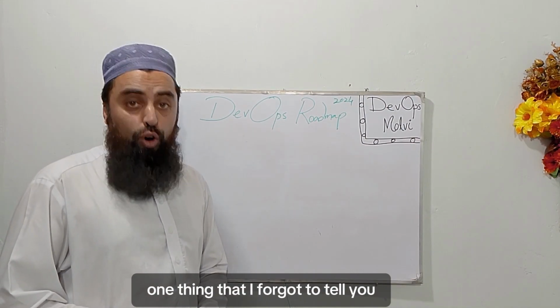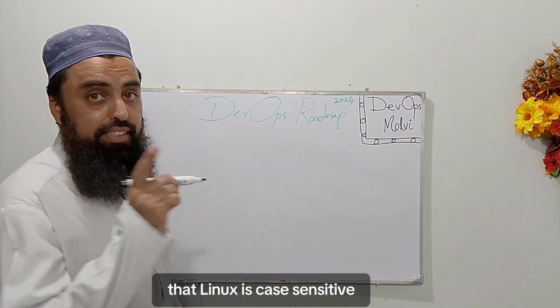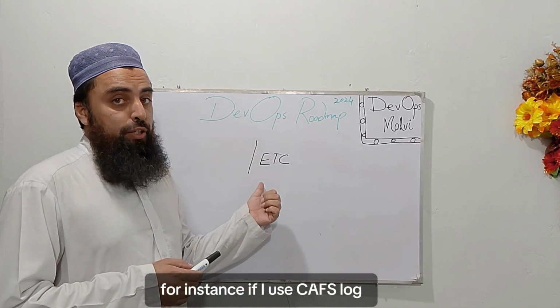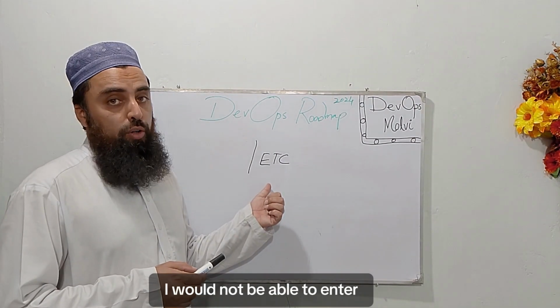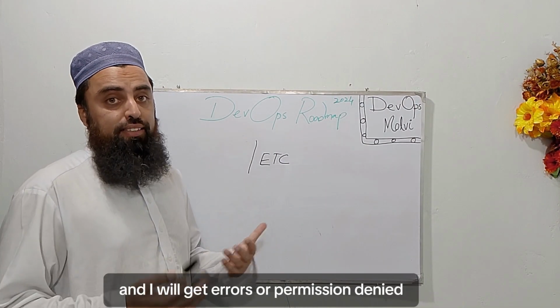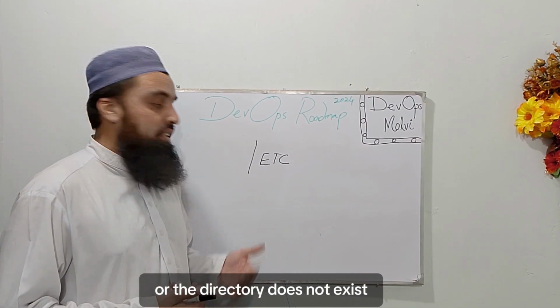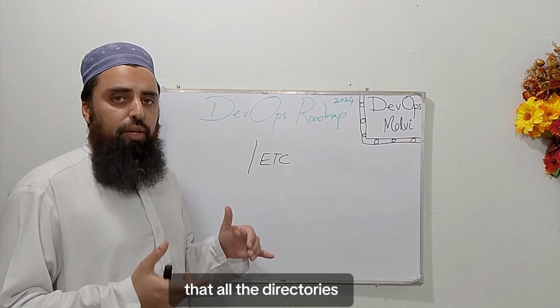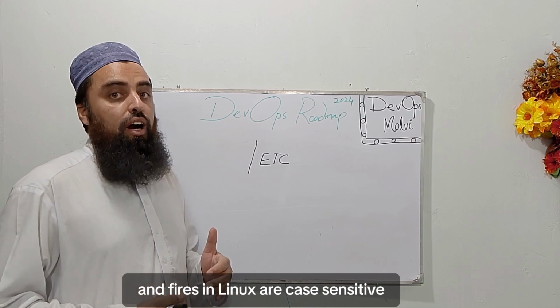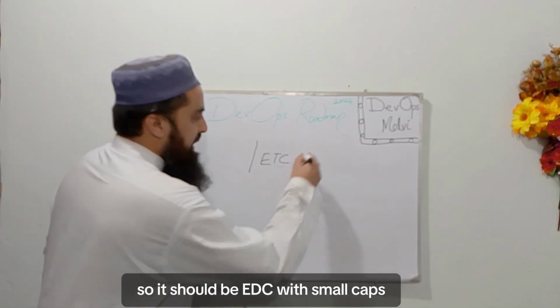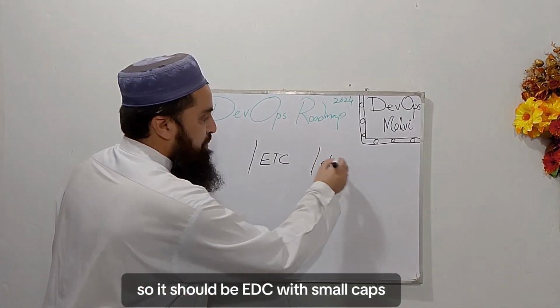One thing that I forgot to tell you is that Linux is case sensitive. For instance, if I use caps lock, I would not be able to enter and I will get errors like permission denied or the directory does not exist. So remember that all the directories and files in Linux are case sensitive. So it should be etc with small caps.